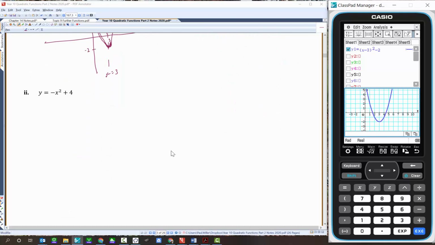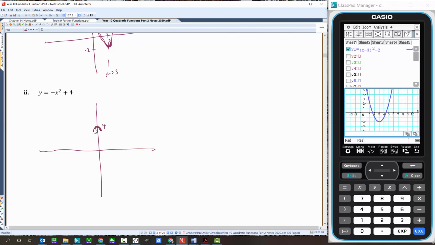Okay, this one here. Has it been translated left or right? The answer is no. What it's got is a reflection. No translation left or right. It has been moved up 4 units. So let's get started. We'll draw a Cartesian plane. So we've got a reflection in the x-axis, no translation left or right, but translated 4 units up. So the turning point is going to be there.